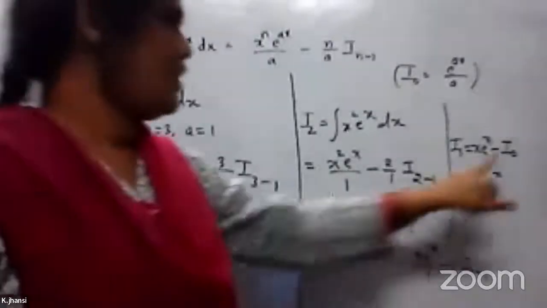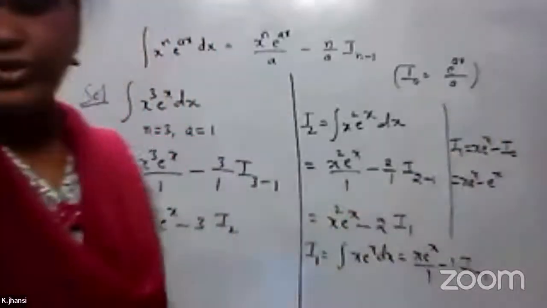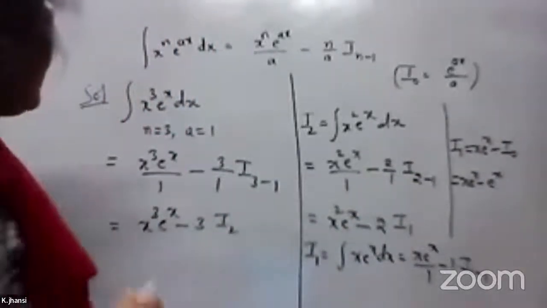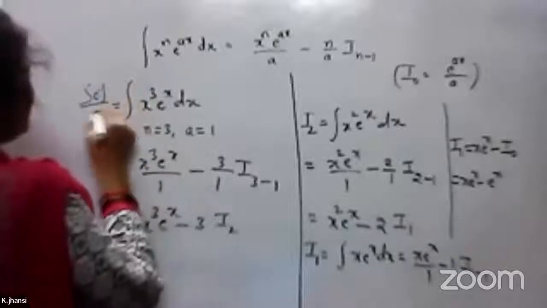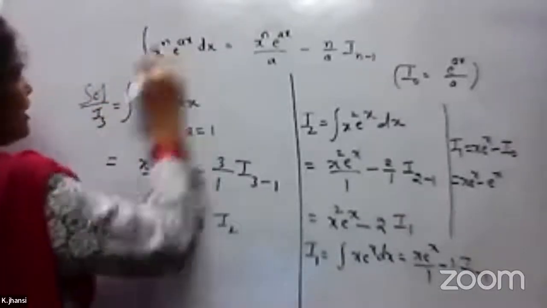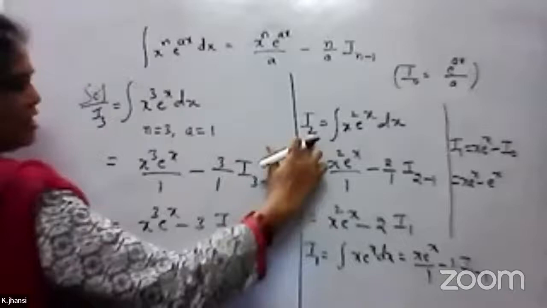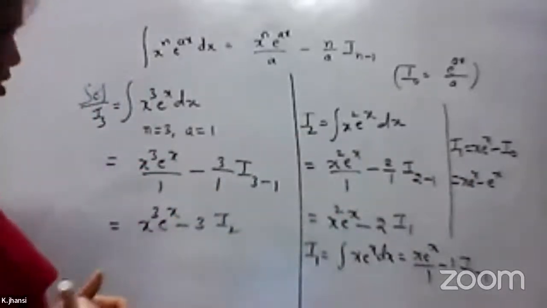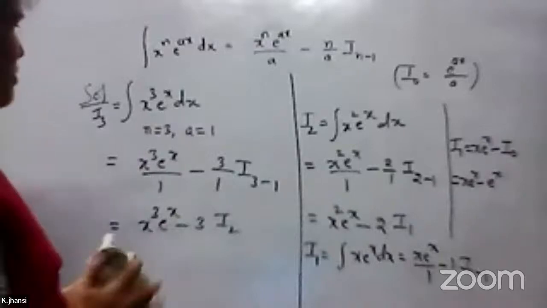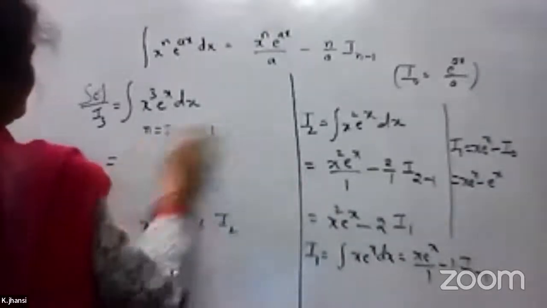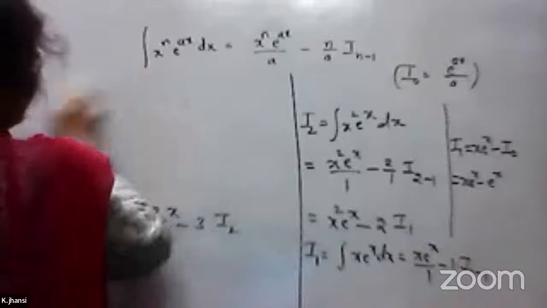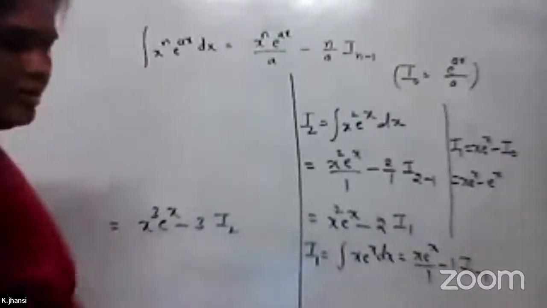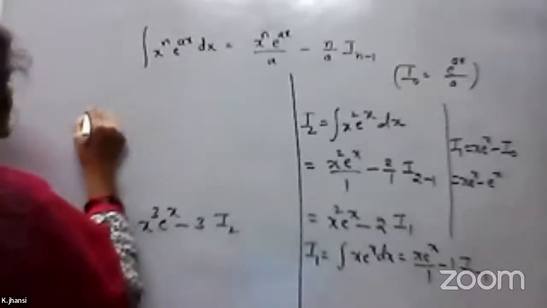Okay. So now we got the I2 value, the I1 value and also the I naught value. Substitute in the I3 value. You can take this as I3. Why? Because here the n value is 3, no? This is I3, this is I2, this is I1 and the last one is I naught. So in I3 we are substituting the values. This is our I3.